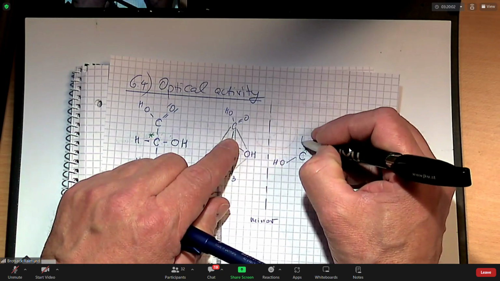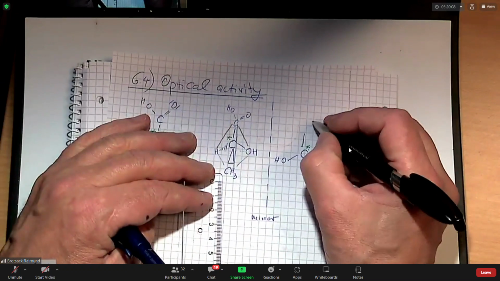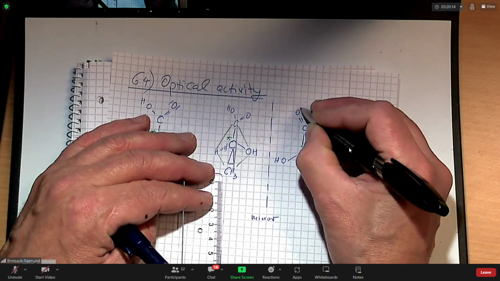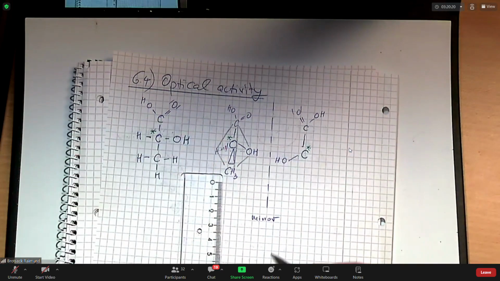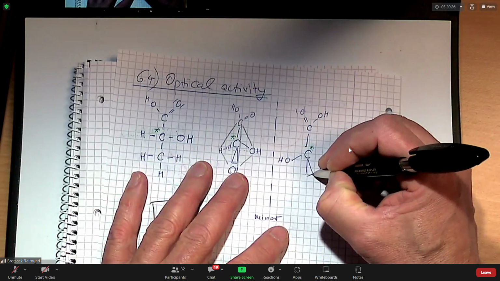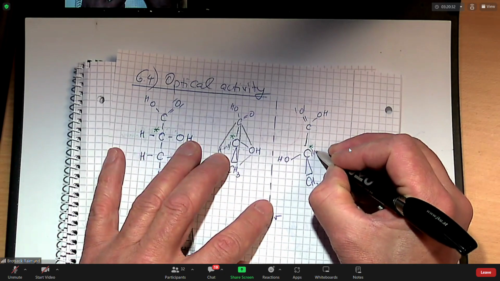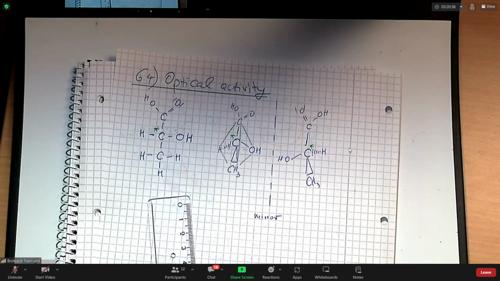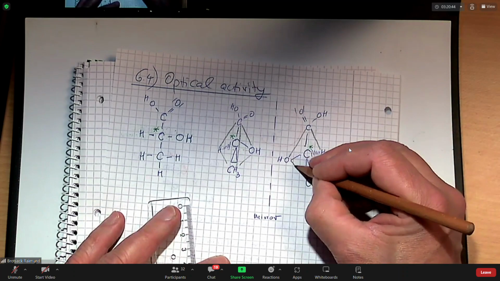Here there is no change because it's in the same orientation as the mirror. So C, and OH. This is not a problem. At that side we can rotate. And now this one coming out of the plane, the CH3, and the H is here going back of the plane. Again, we have the tetrahedron. This is our tetrahedral structure.